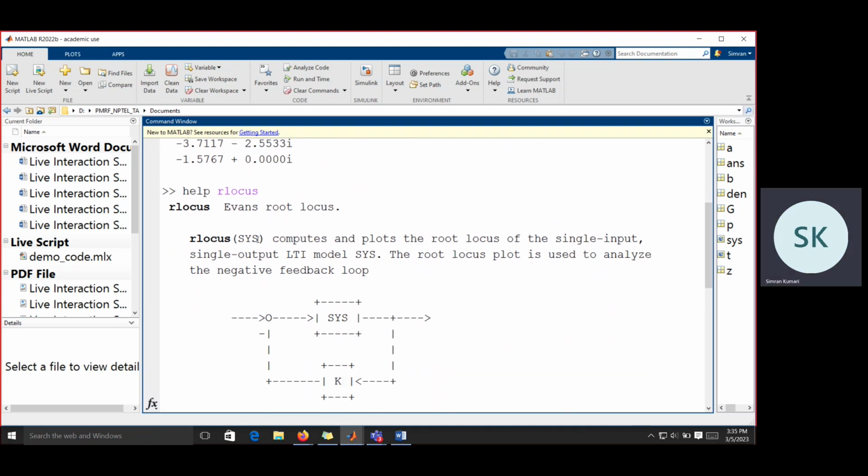What it says is that the input is a system, and it computes and plots the root locus of a SISO LTI model system. Since as of now we are dealing with single input, single output, only one input is there, meaning one dimensional, and the output is also some scalar value.